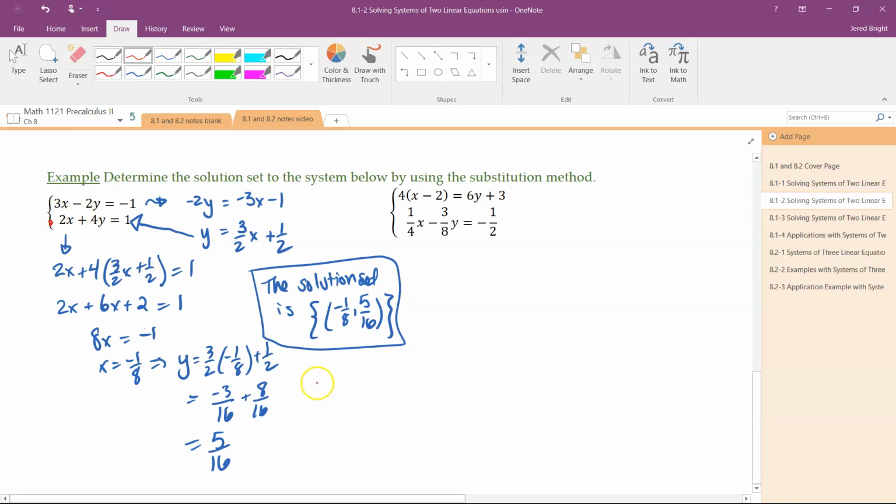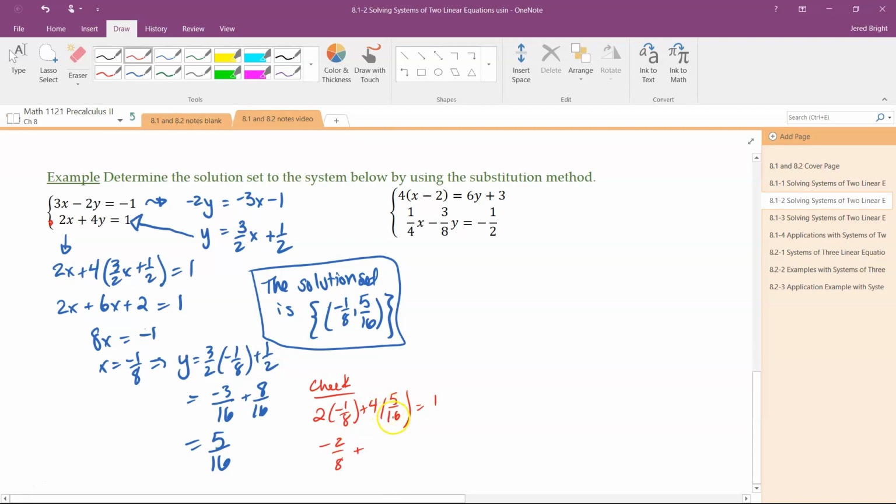So if I check that, I'm going to have 2 times minus 1/8 plus 4 times 5/16. Is that equal to 1? Well, I get minus 2/8, which, well, okay, leave it as that.